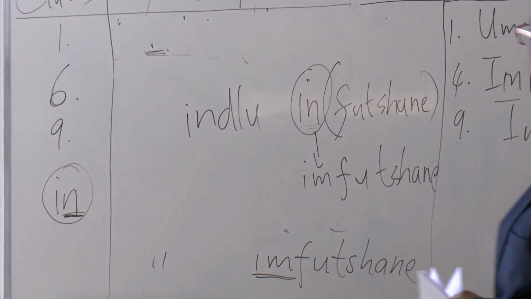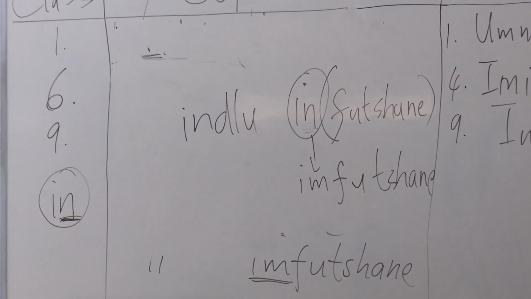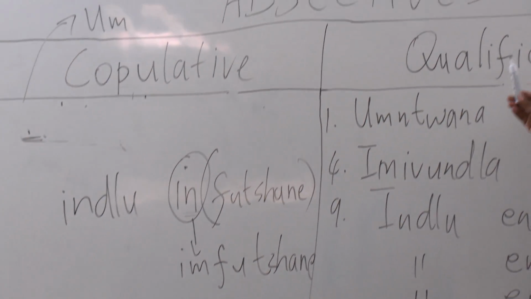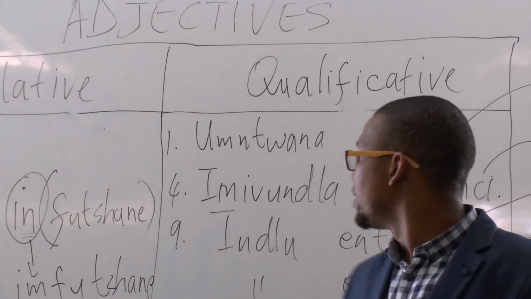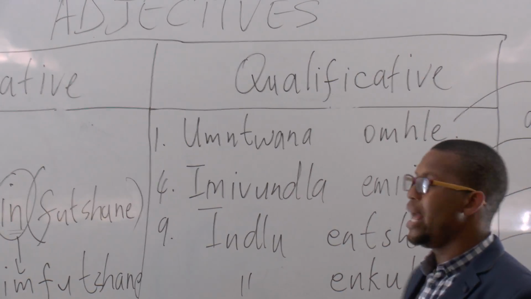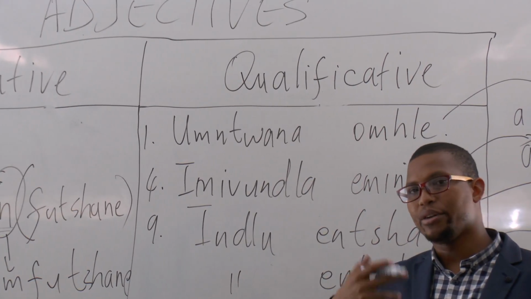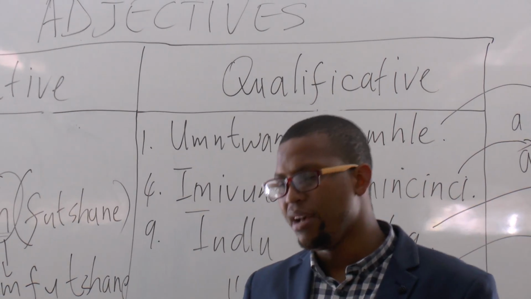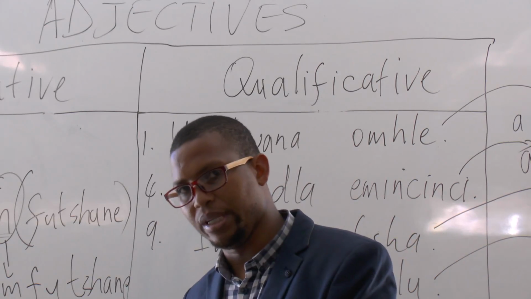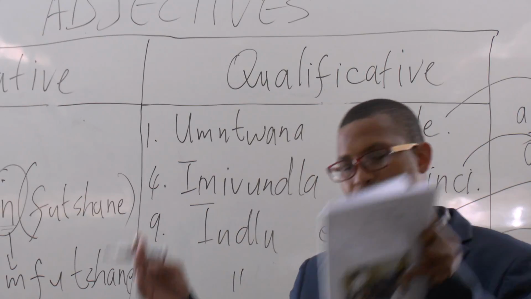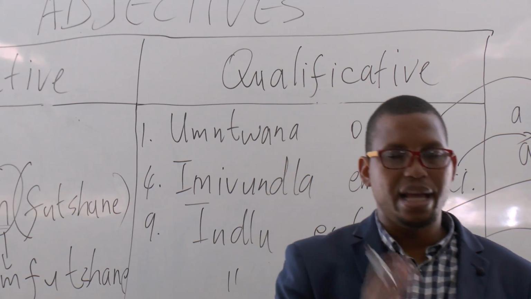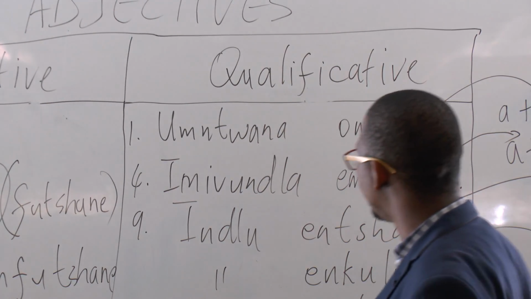Okay, let's go to a case where you use an adjective as a qualificative. What does that mean? It means that if you want to say a beautiful child, then in Xhosa you say it differently from a child is beautiful. There is a difference between these two. A child is beautiful, and now we're saying a beautiful child. How do you say that in Xhosa?